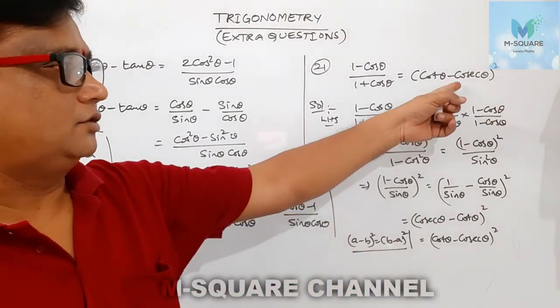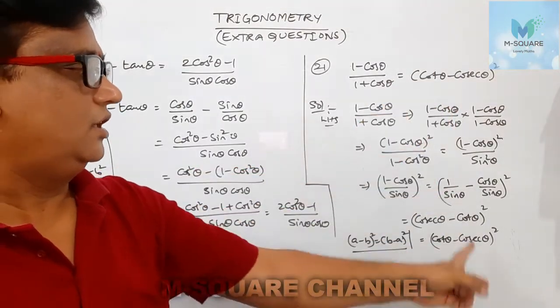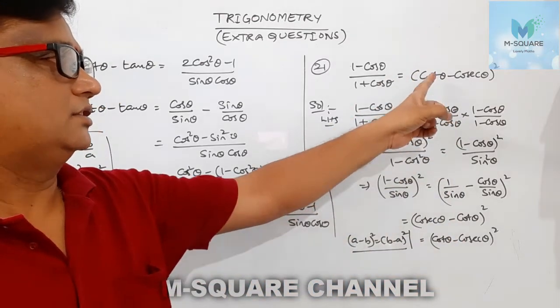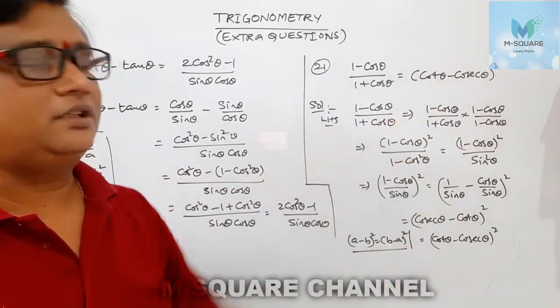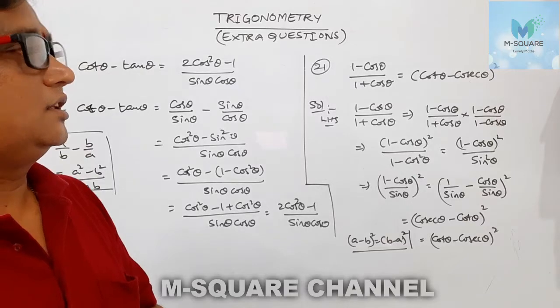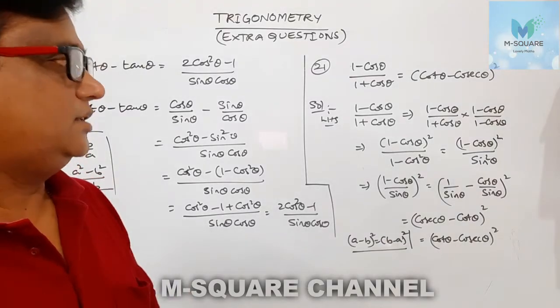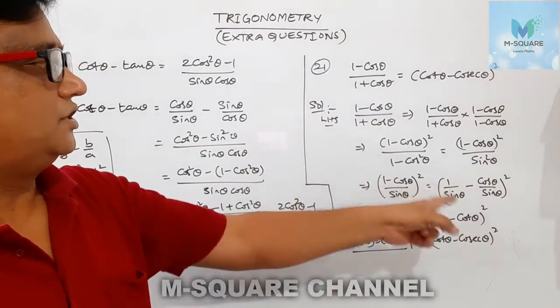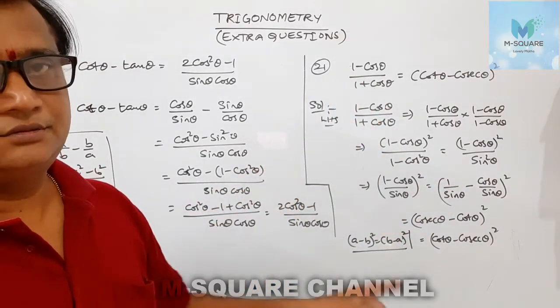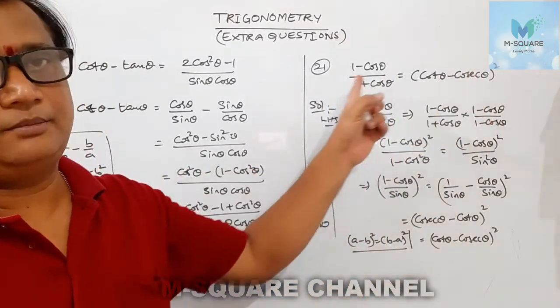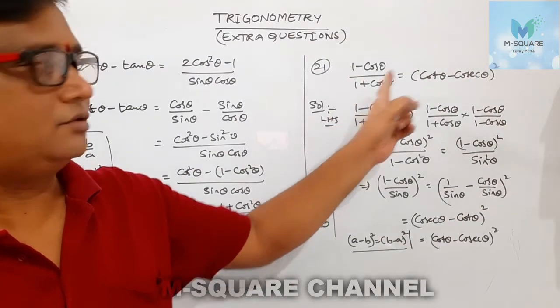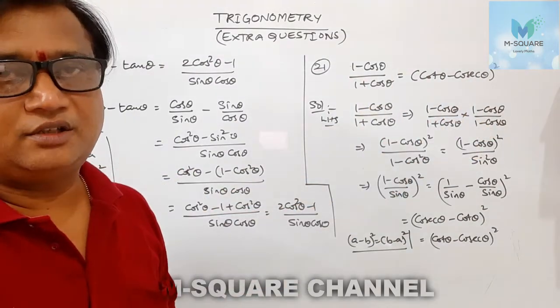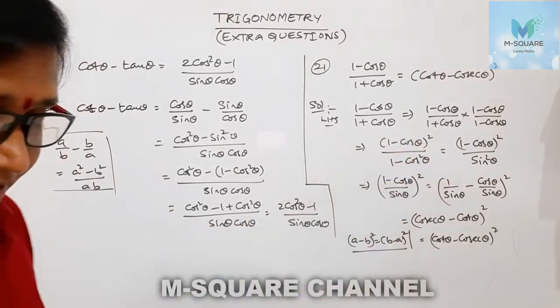Another method is also there. You take the RHS the same way, and in reverse you are going to write it like this: cos theta by sin theta minus 1 by sin theta, so that cos theta minus 1 by sin square theta will come. Like that we rechange and come back like this. So take the RHS and come back to the LHS, or LHS to RHS. We can do it from anywhere to anywhere here.